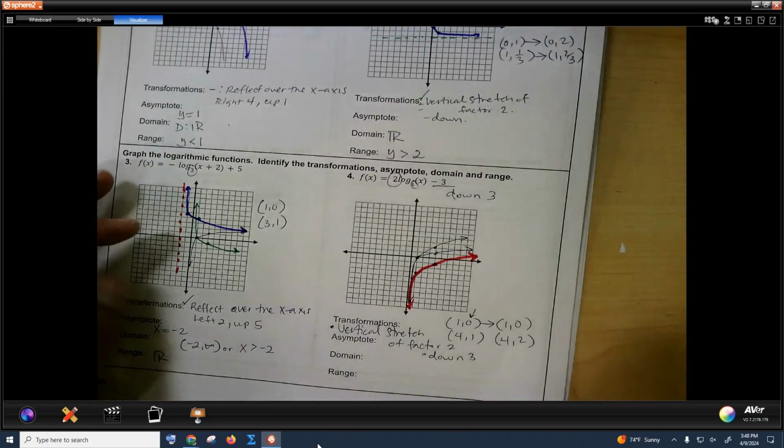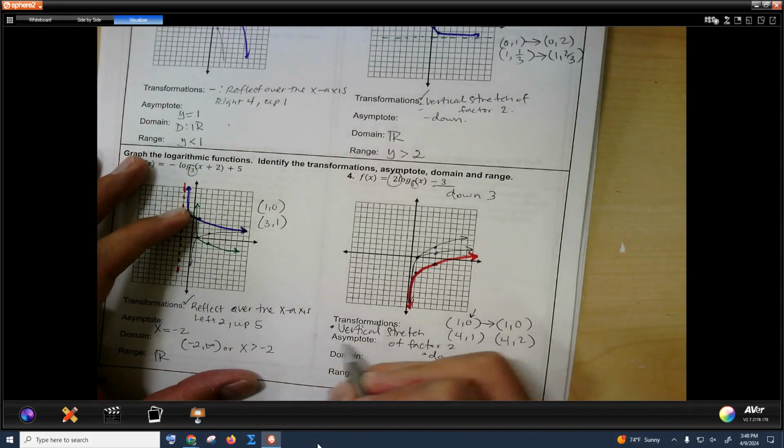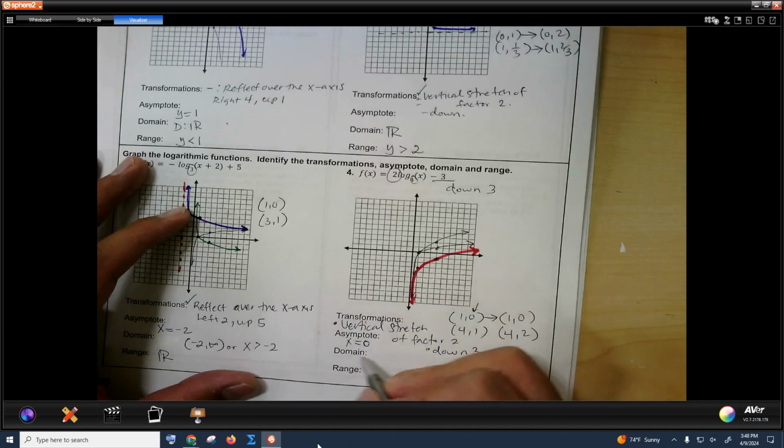Okay, so domain. Well, asymptote, it's an x asymptote. It stays at 0, and then domain is x greater than 0. Range is all reals for this one.